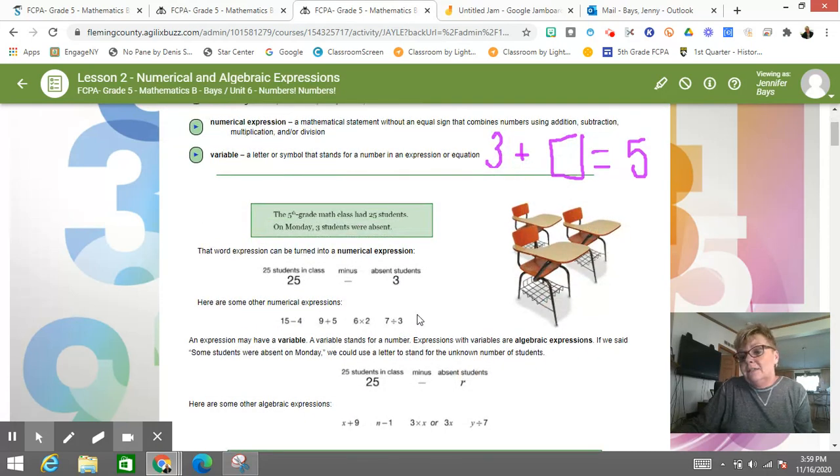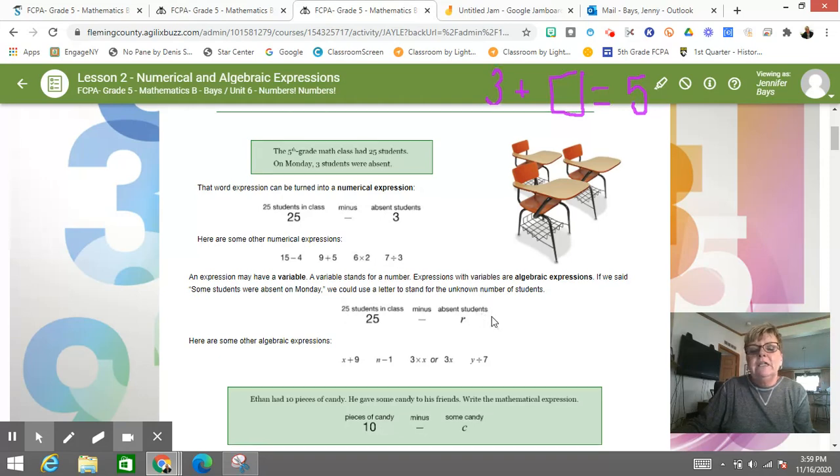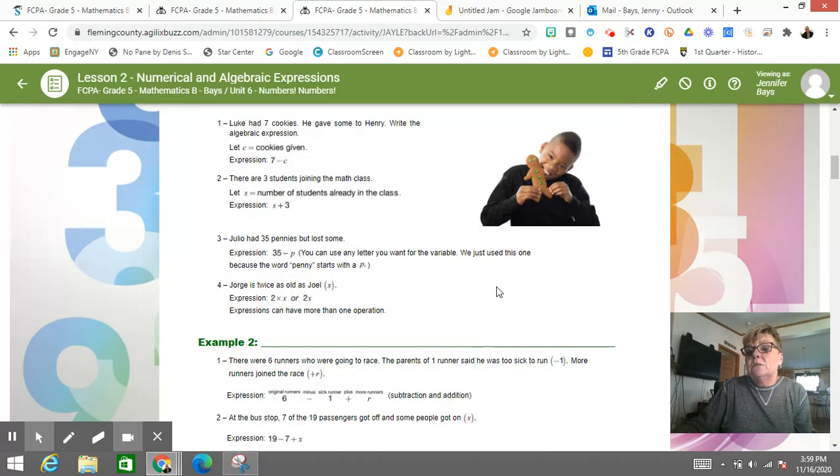But every Monday is not going to be the same. So we could write an expression that we could use every Monday, and instead of putting 3, because it's not always going to be 3, we could put a variable. So if we said R, we can pick any letter, it doesn't matter. If we said R stands for the number of kids absent, we could say 25 minus R equals the number of kids that are there. And we just fill in the R, replace it with whatever we want, according to how many kids are absent.